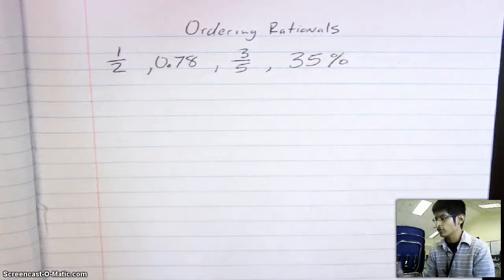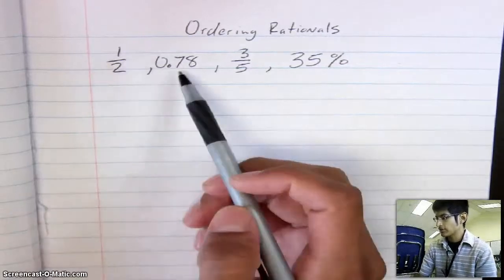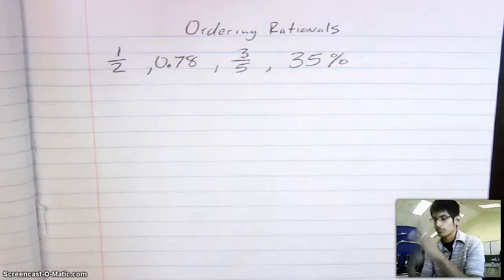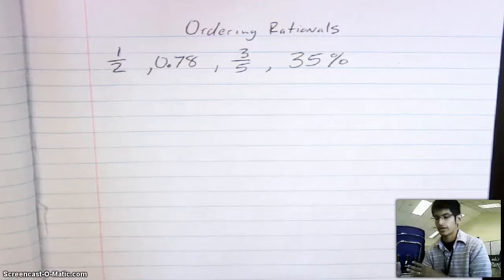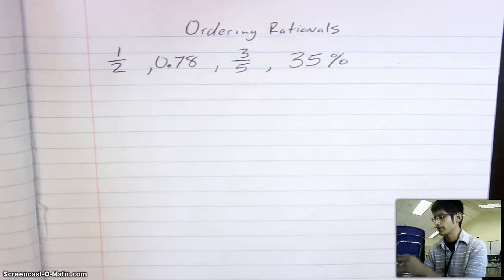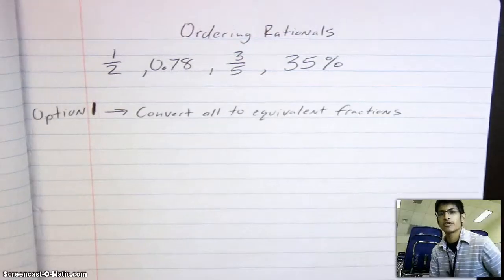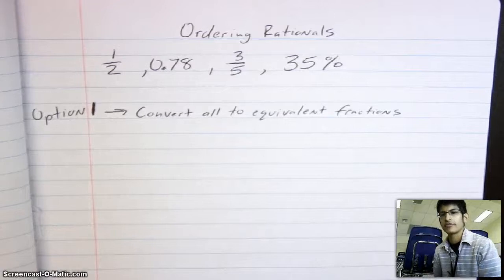So that makes it kind of confusing because, well, that's a fraction, that's a decimal, and that's a fraction, and that's a percent. And so it's kind of hard to see which one is bigger than the other when they all look so different. So I'm going to give you guys 3 strategies that you can use when ordering different rational numbers. Okay, so the first option would be to convert all of your rationals into equivalent fractions.